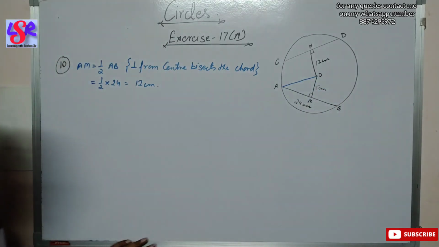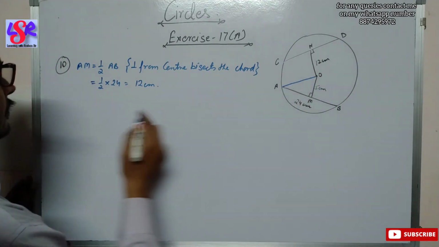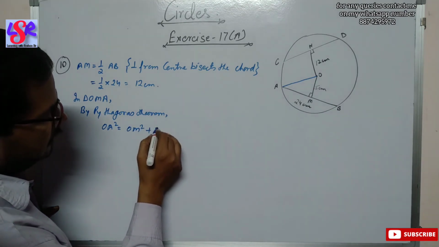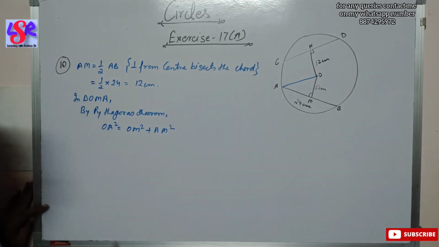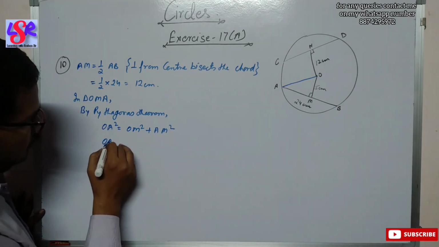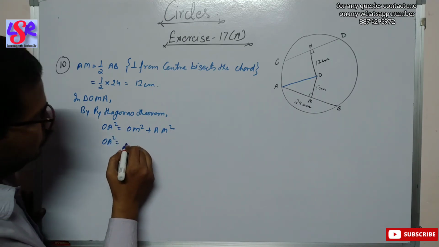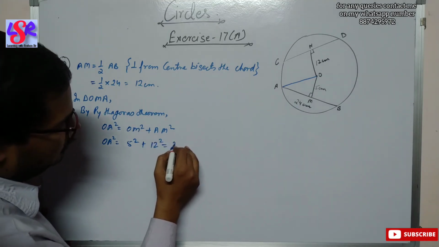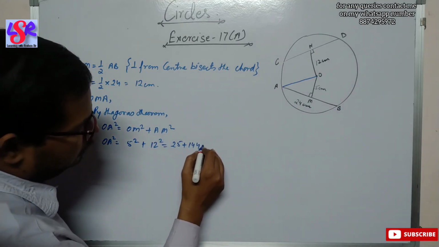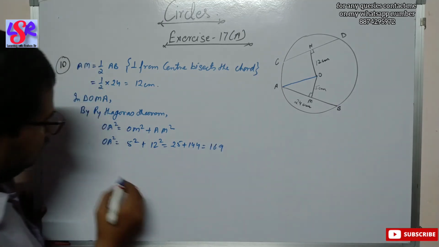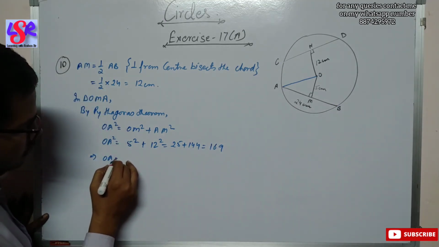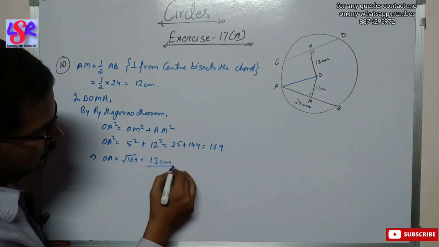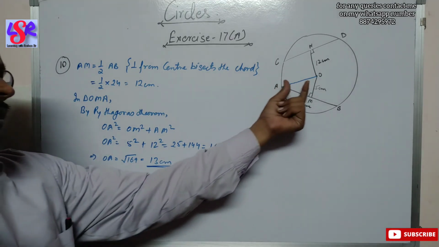In triangle OMA, by Pythagoras theorem we get OA square equals OM square plus AM square. Here OA square is to be calculated, so OA square equals OM, we are having 5 square, AM we have calculated 12 square, and it will be 25 plus 144, which will be 169, and therefore this OA equals the square root of 169, that is equal to 13 centimeter. So the radius of the circle is 13 centimeter.